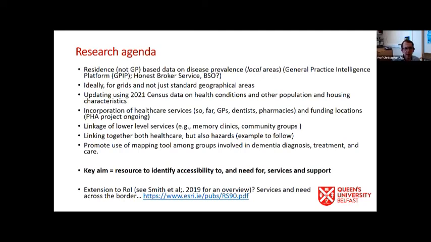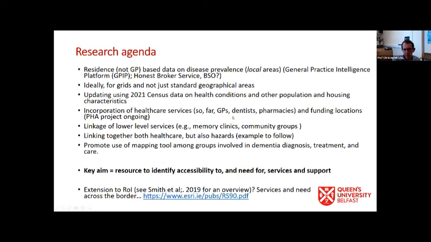Those sorts of initiatives would need to be the basis of a proper geographically detailed assessment of health conditions across Northern Ireland. Ideally, these data would be for grids or some other kind of geography that doesn't assume that the entire area of the zone is equally populated, if you like, which it isn't. We can update it using 2021 census data on health and other conditions. We'll be able to do that very soon.